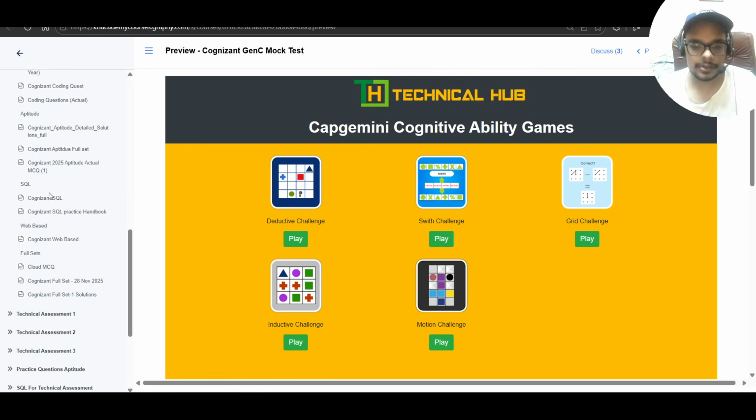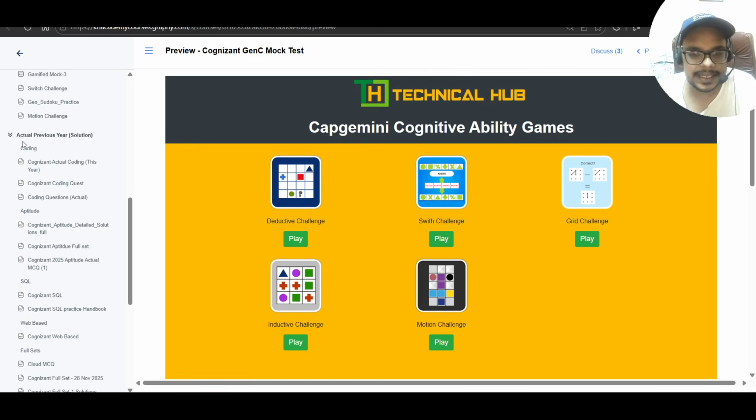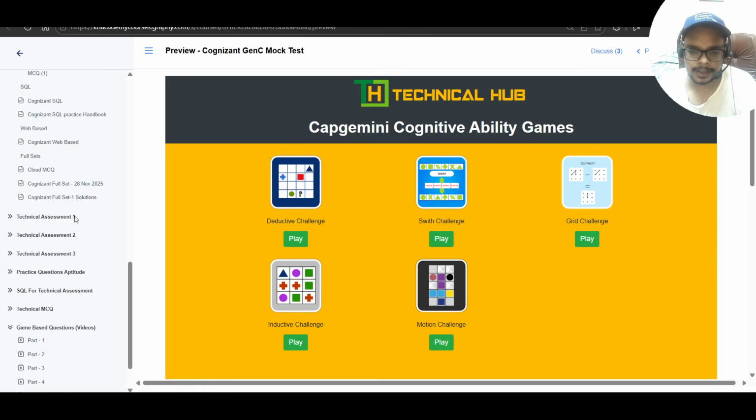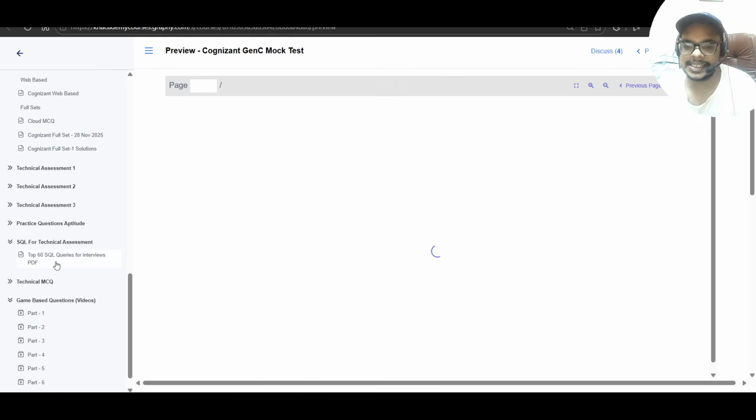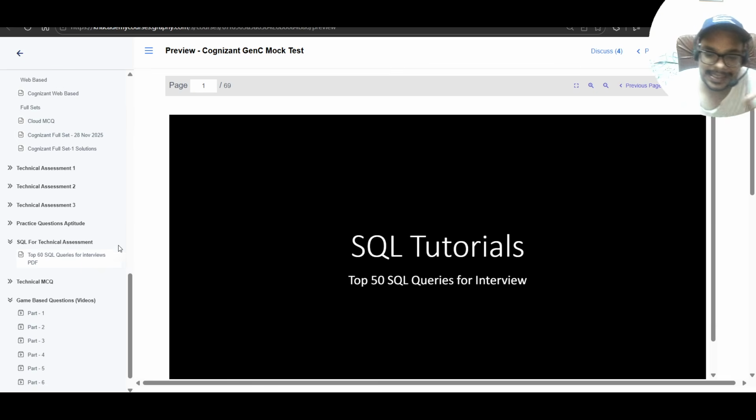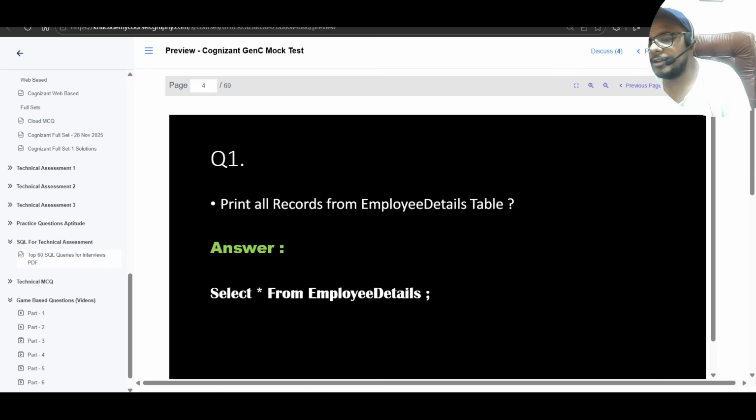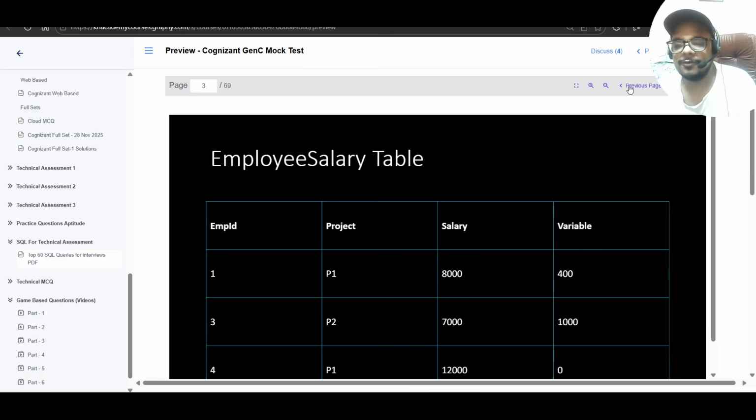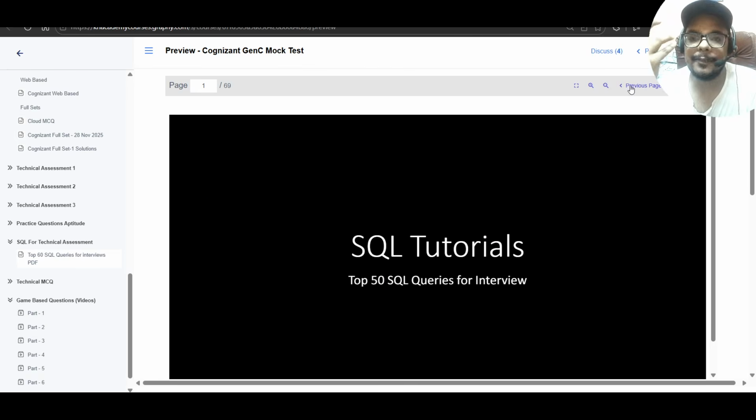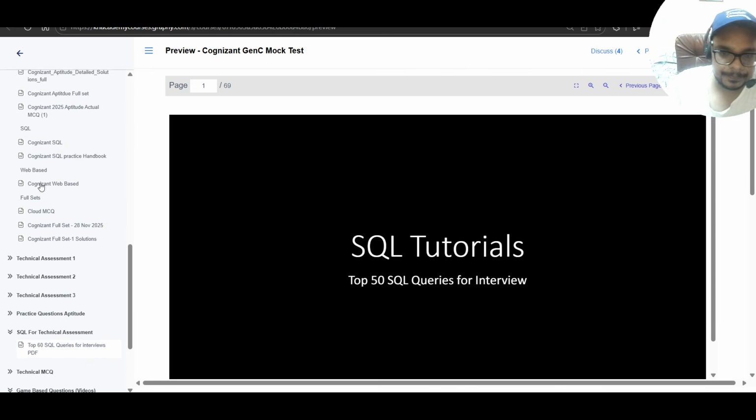How do you need to spend your 3 days? Go to this section, which is the actual previous year solution, which you will get in the description, in the mock test series. In this section, first I want you to go through these 60 SQL queries. They will build your foundation. Here you will get basic SQL queries, medium level questions, and also some hard questions, but it will build your foundation.